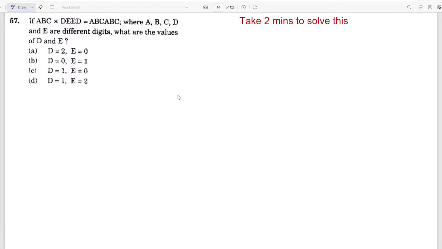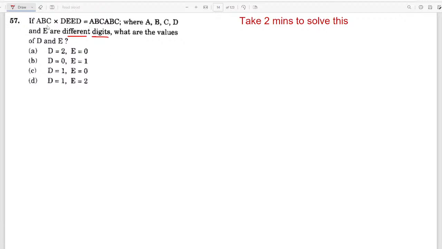So we'll see how to go about this question. I think some people are still solving. There are 3 responses now for option C. What they've given is: if ABC into DEED is equal to ABC, and A, B, C, D are different digits. Please remember this: A, B, C, D, E are not equal. What are the values of D and E?